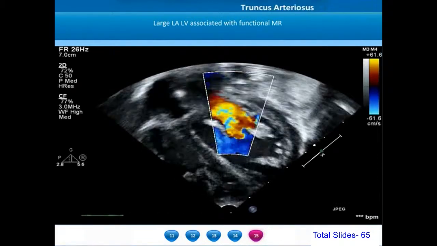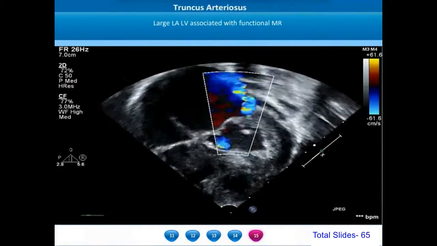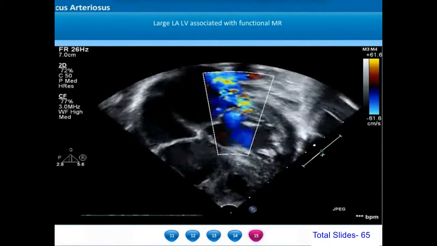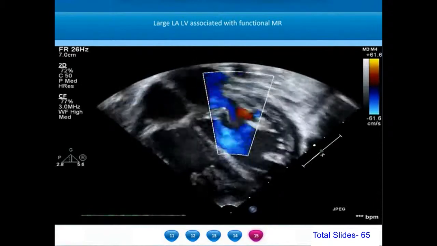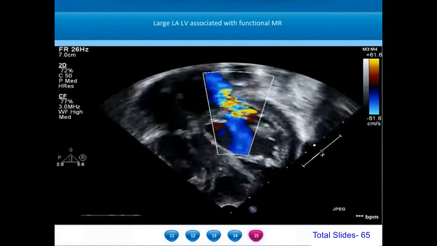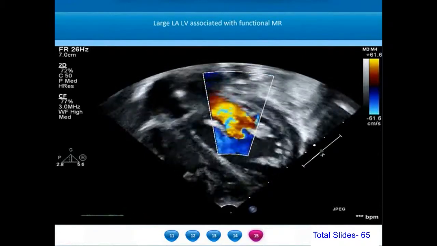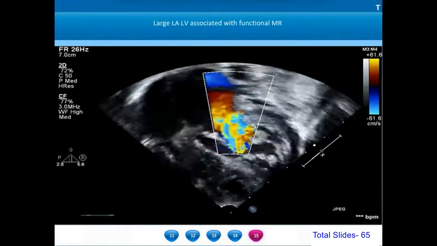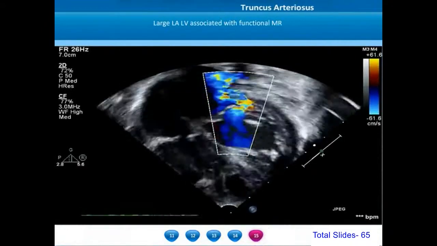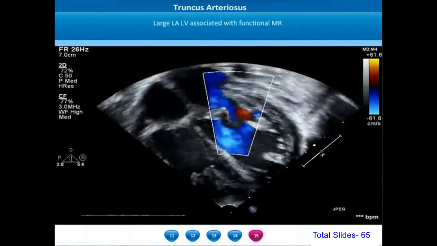Most of the truncus arteriosus will be associated with high pulmonary blood flows, which results in increased pulmonary venous return from the left atrium into the left ventricle. This causes dilatation of the left atrium and left ventricle and results in mitral annular dilatation. So truncus associated with high pulmonary blood flows will have associated functional mild mitral regurgitation.